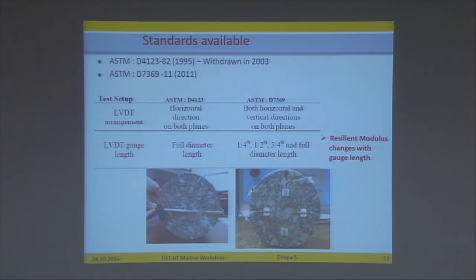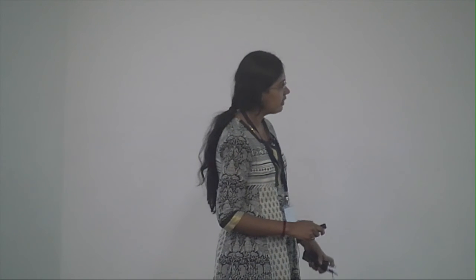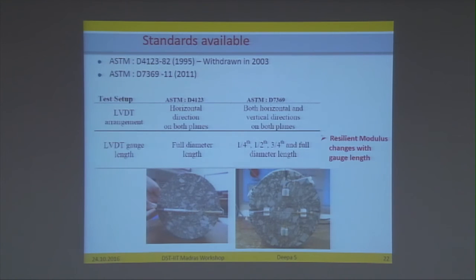And the other thing is the LVDT gauge length. Here we can see that the gauge covers the whole diameter of the specimen, whereas we have a choice of selecting the gauge length for the revised protocol. And the gauge length can be 1/4, 1/2, 3/4 and full diameter of the specimen. And it's to be noted that the resilient modulus changes with the gauge length.